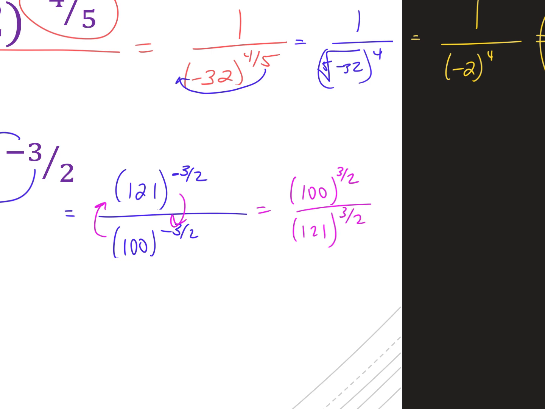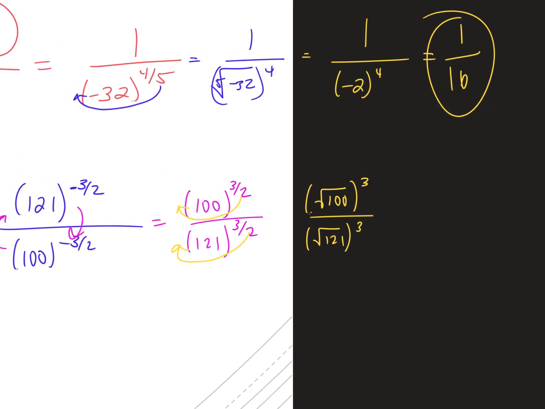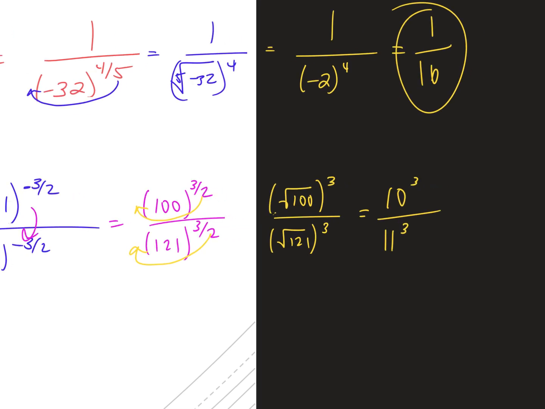So now we're just going to evaluate each independently. Remember, your denominator becomes the index. So this is the square root of 100 cubed over the square root of 121 cubed. What's the square root of 100? 10. What's the square root of 121? 11. 10 cubed is 1,000. What's 11 cubed? Yep, 1331.